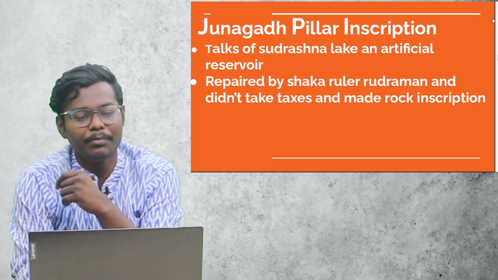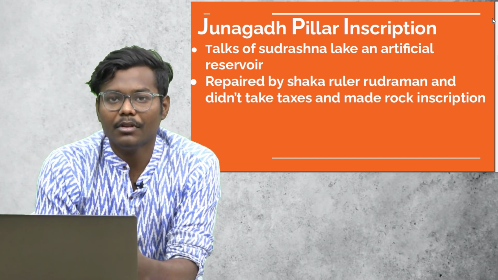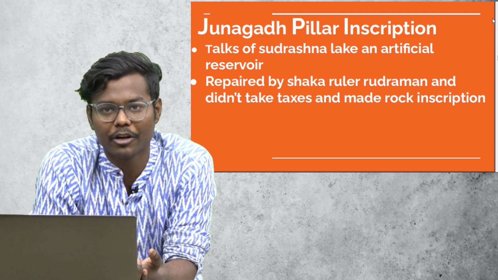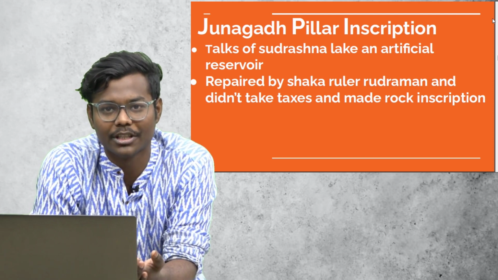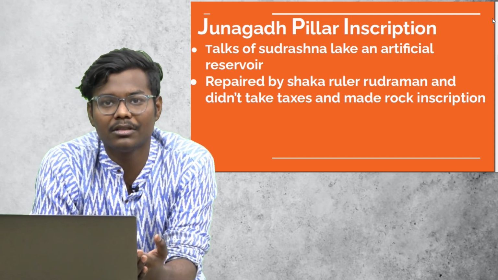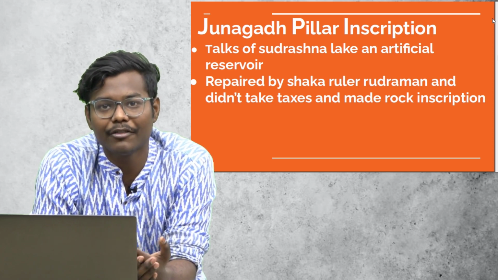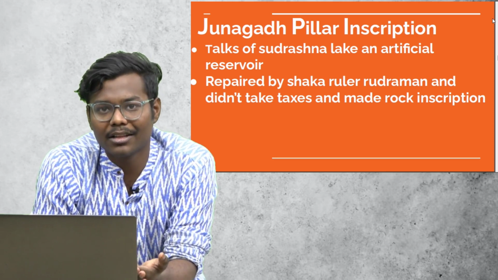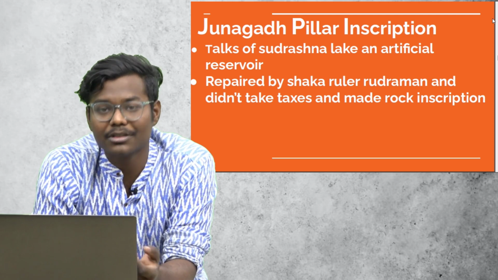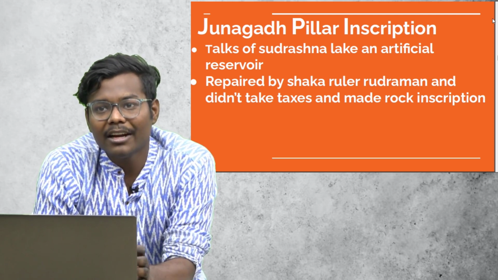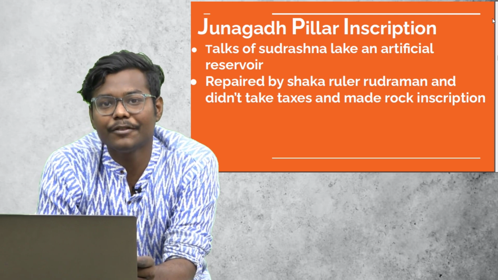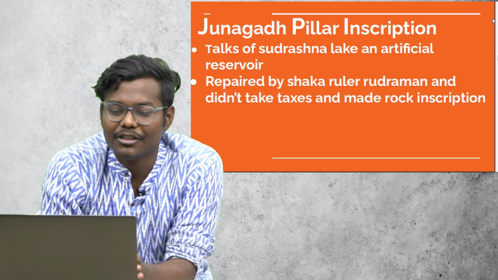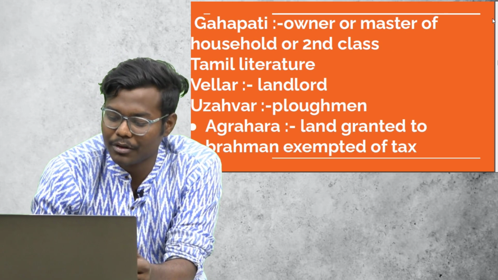Then another is Junagadh pillar inscription. This can be an important question from an examination point of view, because a lot of questions come on sources. As far as Junagadh pillar inscription is concerned, it talks about Sudarshana Lake, which was an artificial reservoir. Because of flood and other reasons, it got damaged. So Rudraman, who was a Shaka ruler, went there and repaired it without taking any taxes from the peasants, and he inscribed that he did this. So this information we got from Junagadh pillar inscription.